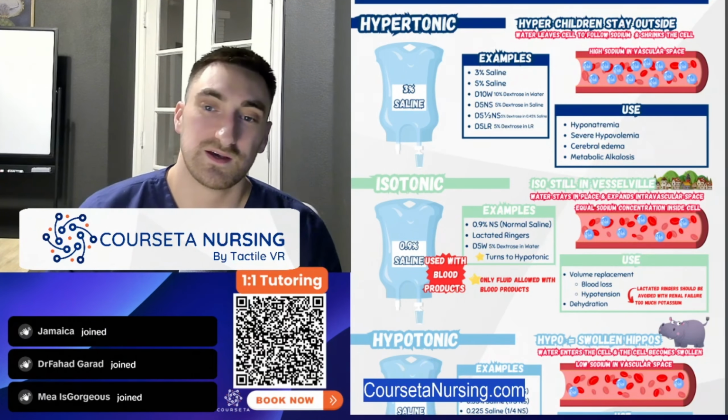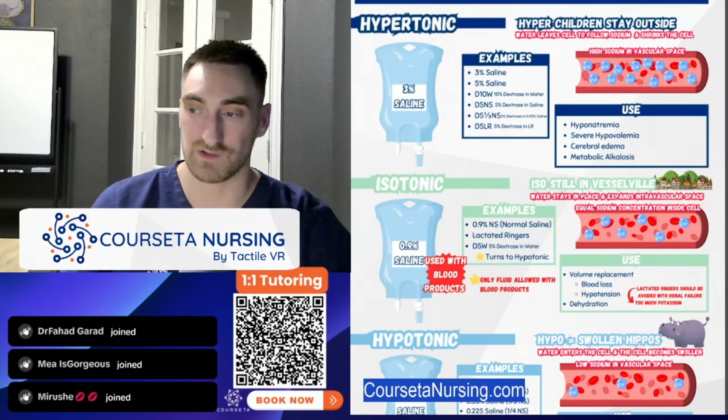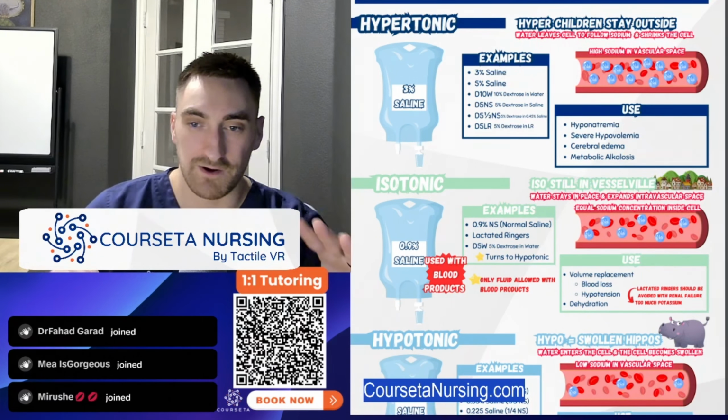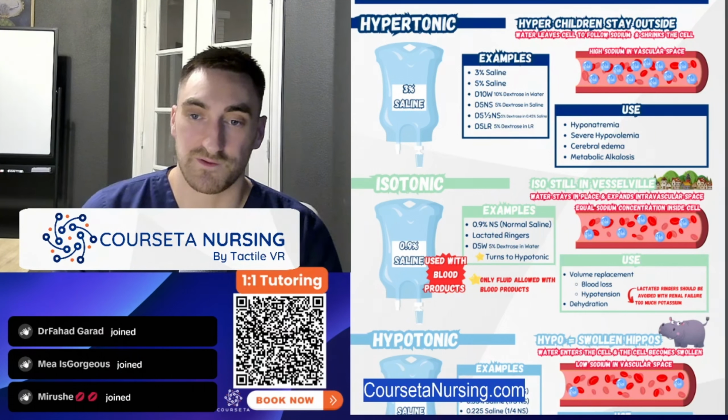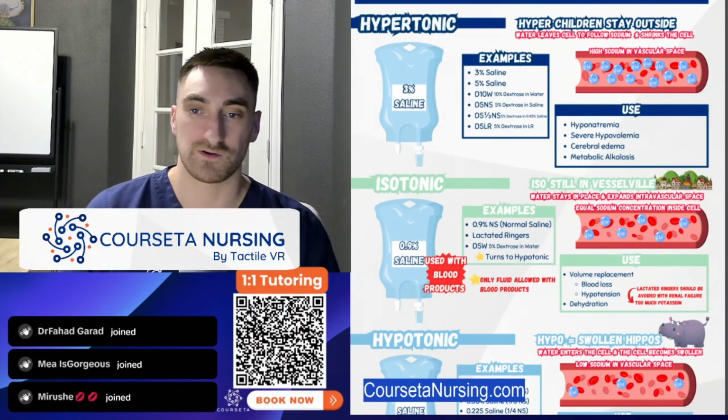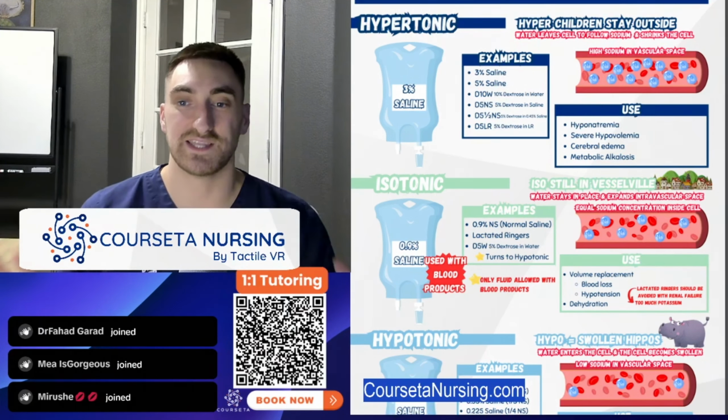So what does that even mean? Well, when you give an isotonic fluid, it's not a fluid that's super high in sodium or super low in sodium, it's a medium balance of sodium. If you introduce isotonic fluids into the vascular space, the water stays in that place, because the sodium's not changing, so the water doesn't leave the vascular space. The whole purpose of giving an isotonic fluid is to expand the vascular space.